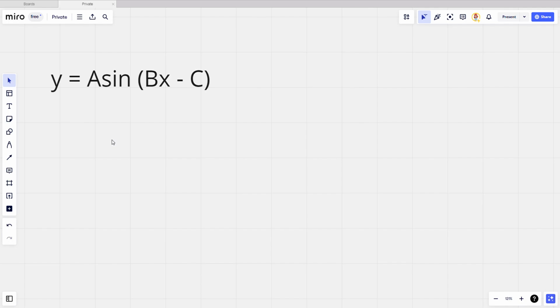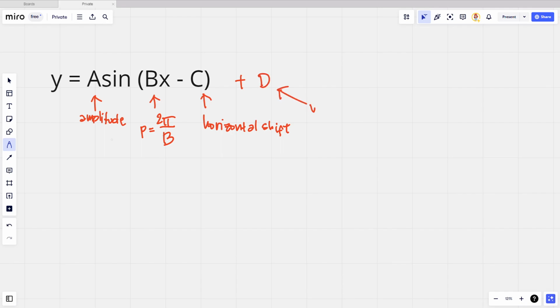Given y equals a sine of bx minus c. So a indicates our amplitude. B is related to our period with the formula 2 pi over b. And c indicates our horizontal shift. And our d indicates our vertical shift.